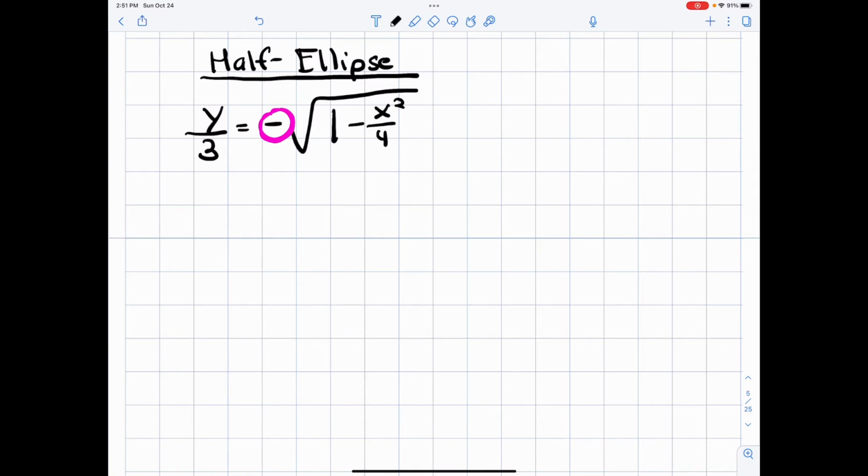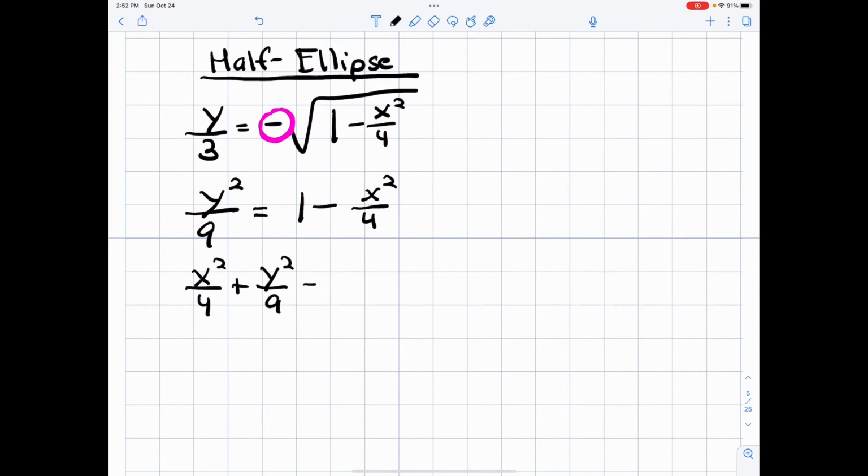So let's square both sides. But notice when we square both sides, suddenly that negative sign isn't there anymore. So that's why it's important at the beginning to think about what's going to happen later when we graph this. Add x squared over 4. And we've actually got our equation now in standard form. 9's bigger than 4, so A is going to be 3, B is going to be 2.